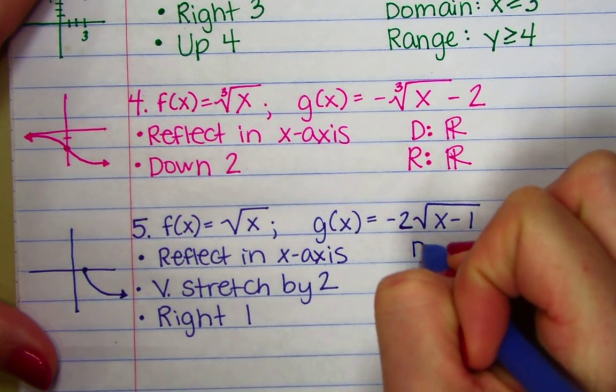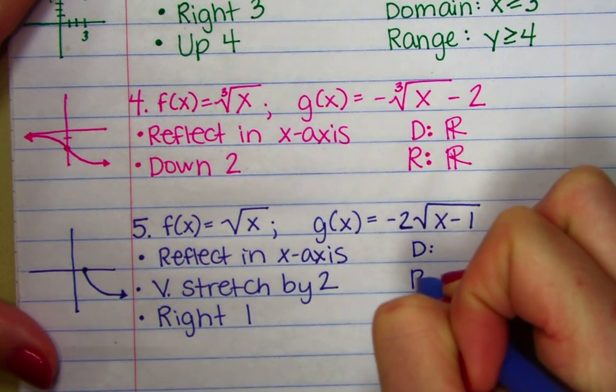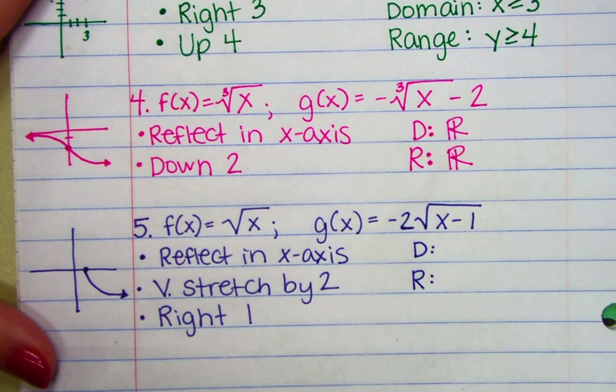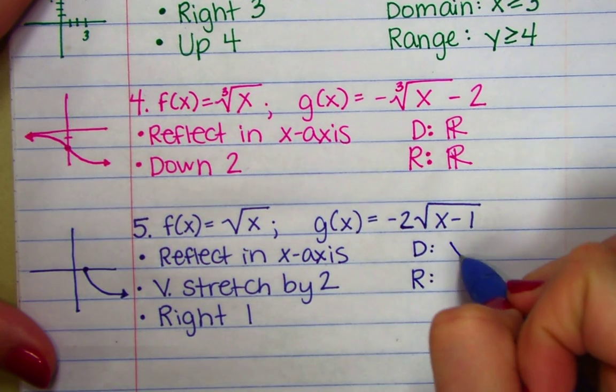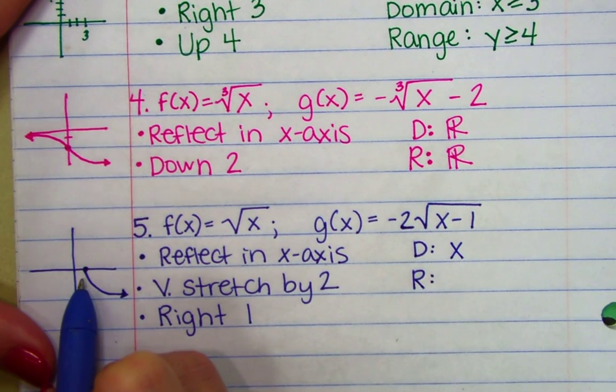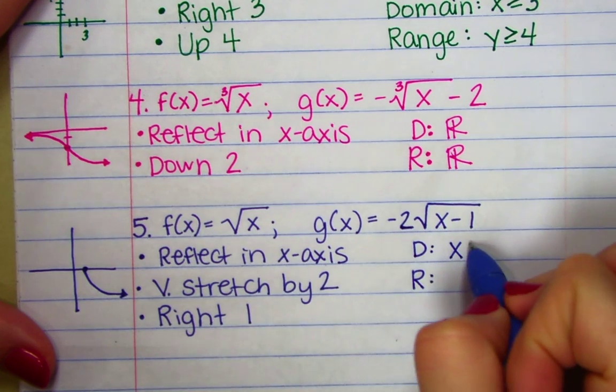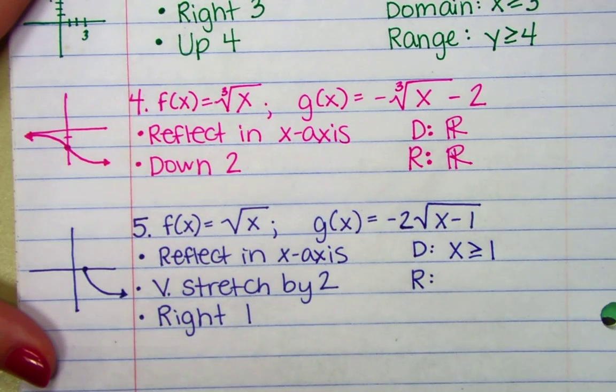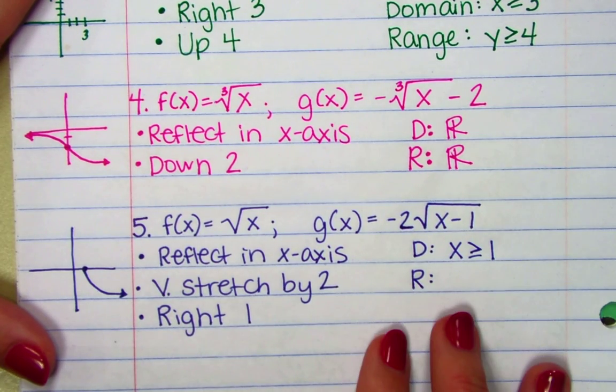Okay, so now we're going to list our domain and range. Domain starts where? Right, starts at 1, right? It moved right 1, so it's going to be greater than or equal to 1. And here's one you have to pay attention to.